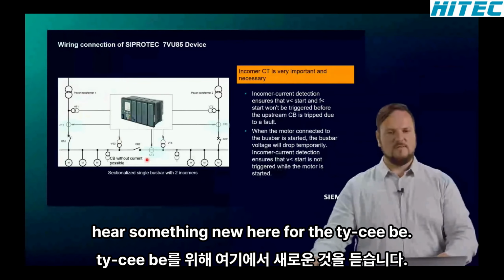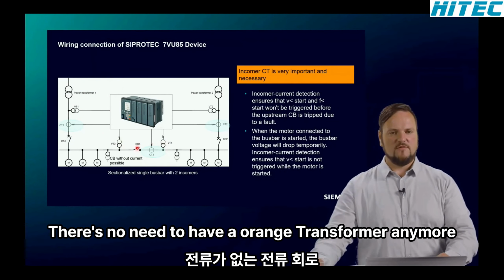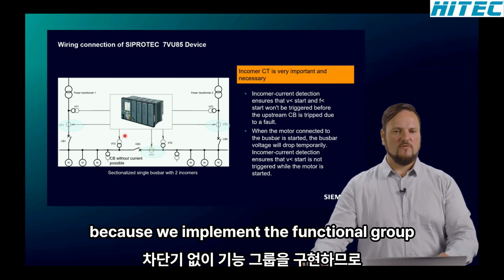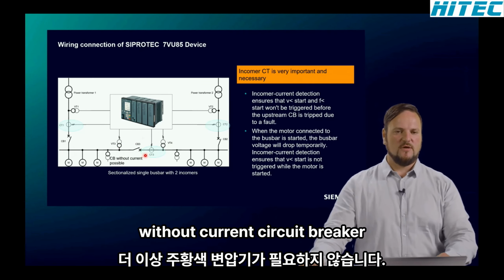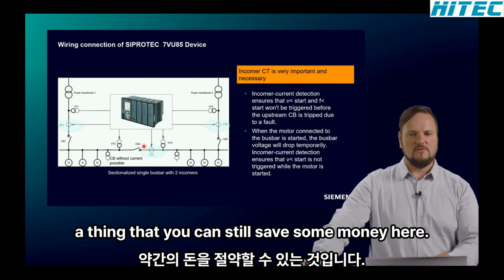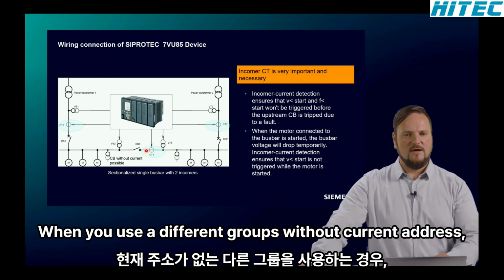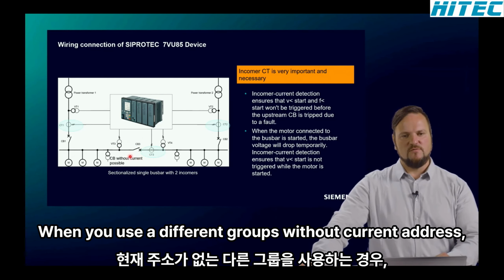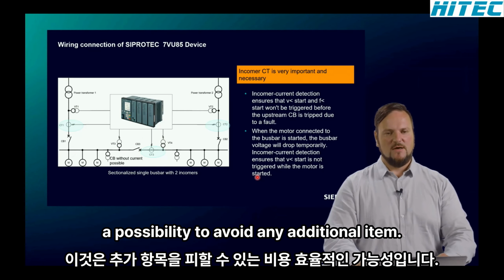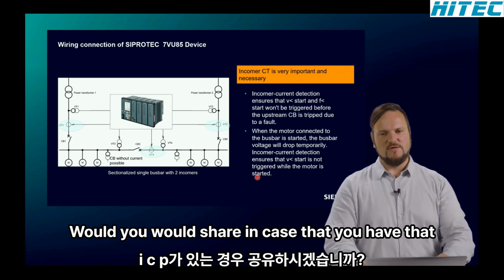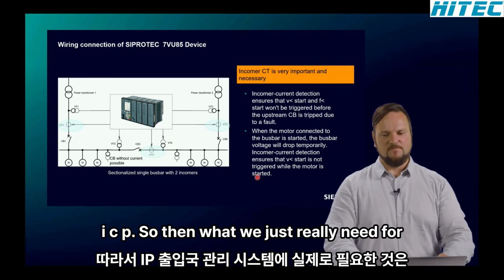Here there's something new for the TIE-CB. There's no need to have a current transformer anymore, because we implemented the function group circuit breaker without current. And I think you can save some money here when you use the function group circuit breaker without current. It is a cost-efficient possibility to avoid any additional I/O modules in case you have a TIE-CB.